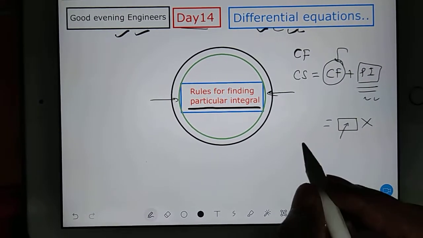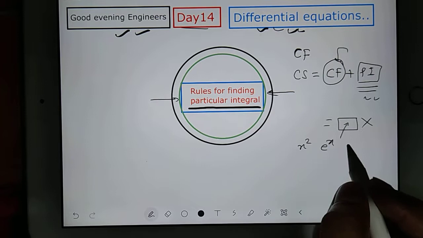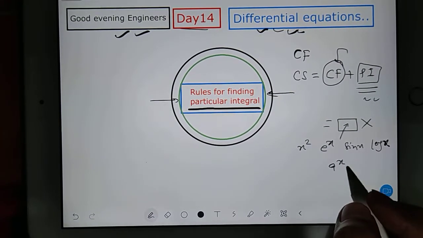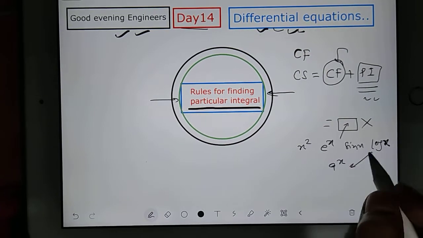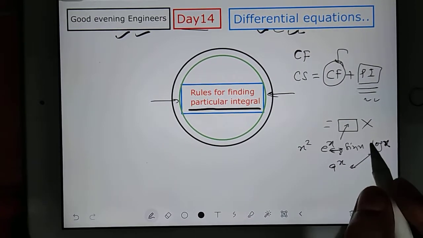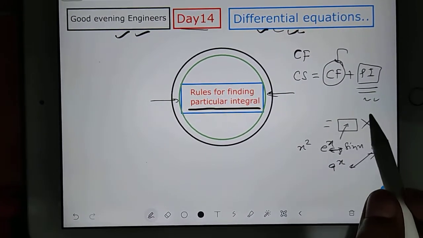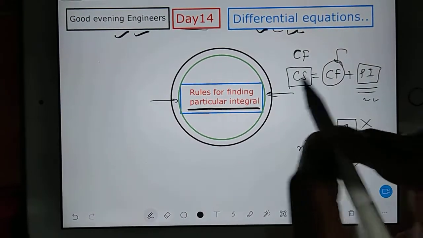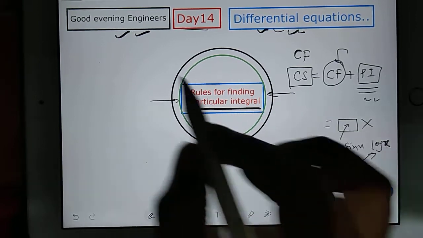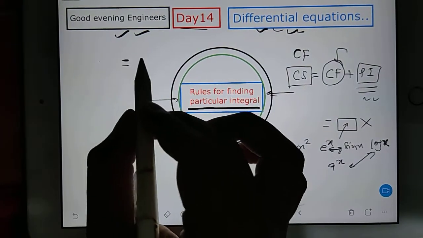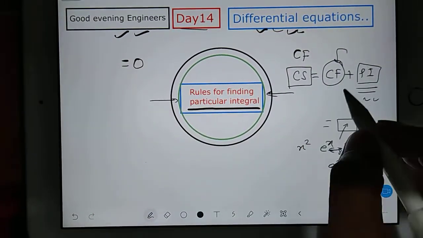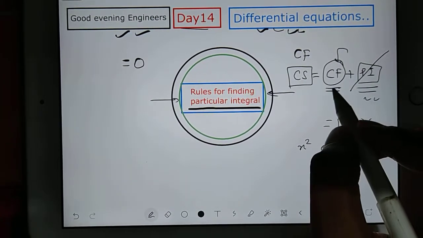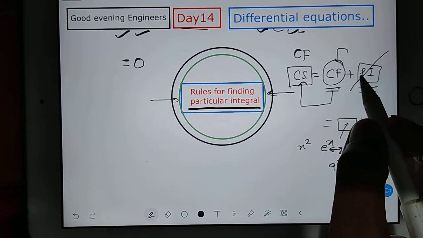Like that can be x square, that can be e power x, that can be sin x, that can be log x, that can be a power x, or a product of any two of these. So the right side part also we have to consider in the solution, then only we'll have the complete solution. In previous classes, in all the examples we saw, the right side used to be 0. That's why the particular integral was not needed. So the complementary function was our complete solution in the previous examples.